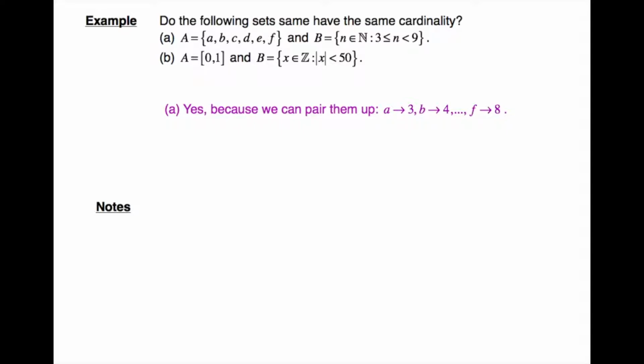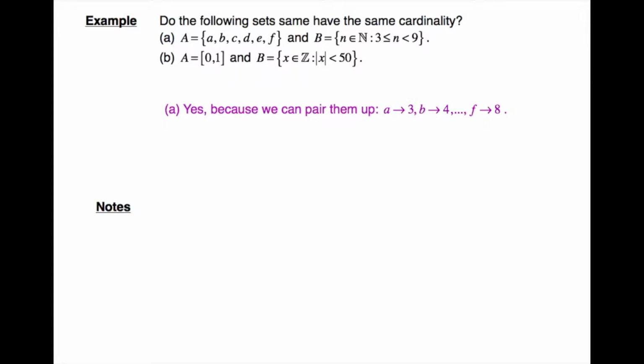So do the following sets have the same cardinality? A is composed of elements A, B, C, D, E, F, and B is composed of natural numbers 3, 4, 5, 6, 7, 8. So yes, the answer is yes, because we can pair them up. A is paired with 3, B is paired with 4, and so on until F is paired with 8. So we know they have the same cardinality. We don't even discuss what the cardinality is. Of course, we know the cardinality is 6, but this is not what we're concerned about in this particular section. We'll focus on that more in the next section.